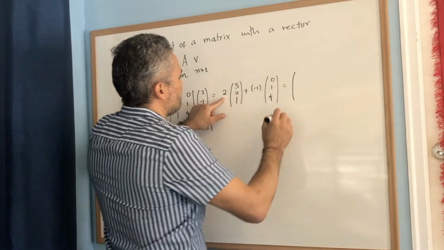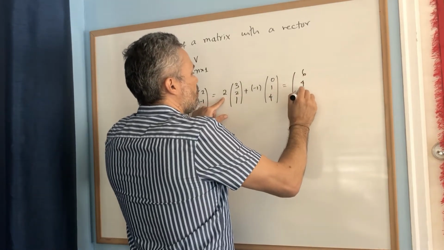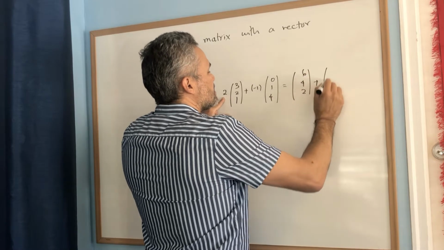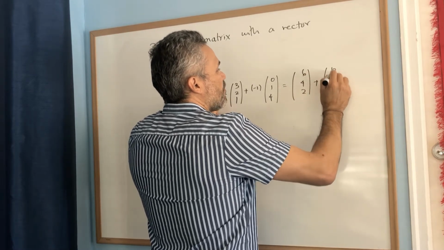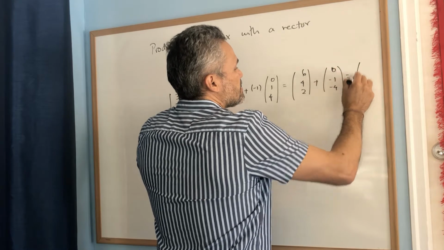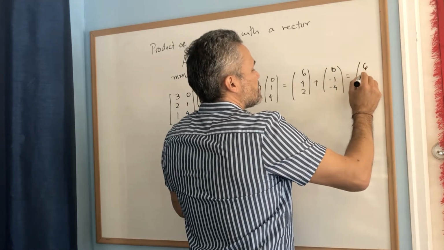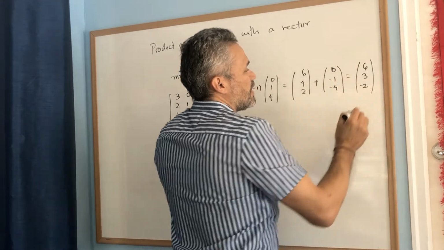What vector do I get? I get the vector (6, 4, 2), plus (0, negative 1, negative 4). And then this is the vector (6, 3, negative 2).